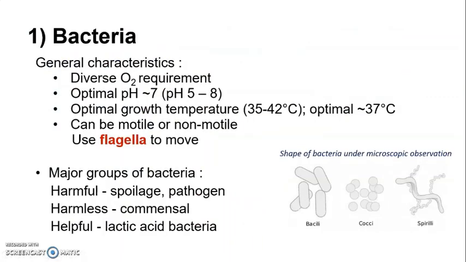So let's get started with the first group of microorganisms, which is also the prominent one, bacteria. Generally, bacteria require oxygen to grow, but some of them prefer less oxygen content to grow, which is called anaerobic microorganism. Most of them prefer pretty neutral pH condition. In terms of temperature, the optimal growth temperature for most bacteria is around 37 degrees Celsius. However, some microorganisms are psychrotrophic, meaning that they can multiply at refrigerated temperature.